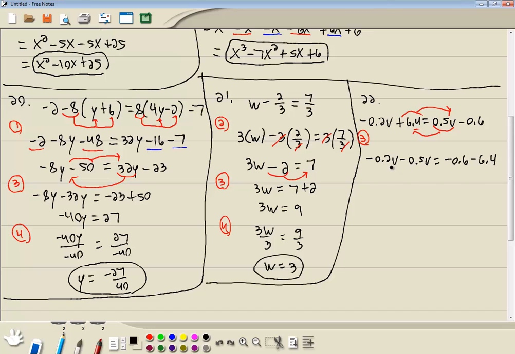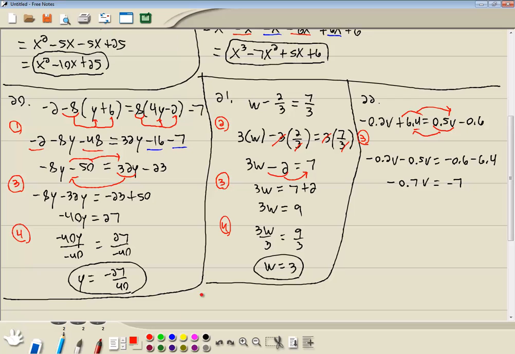Now, combine together like terms in a step. -0.2 and -0.5 gives me a -0.7v. Combine numbers. -0.6 and -6.4 gives me -7. Assuming I haven't messed up on decimals. I'm never good at decimals.